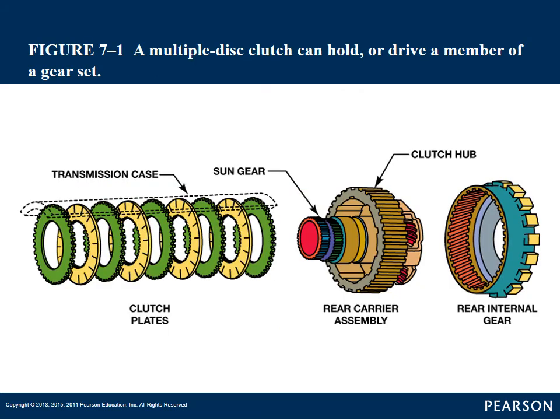Here's just a quick picture of a basic idea of a multi-clutch disc. You have steels and fibers, and we'll talk about all the different parts, and they'll go down to your clutch hub, and when that's applied, it's going to hold one of those members of this planetary gear set, and then drive power through. Another member is going to be held, and the third member is going to be the output.